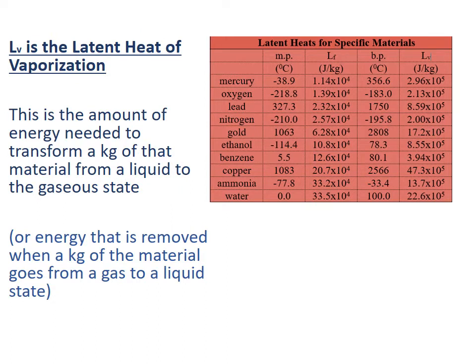LV is the latent heat of vaporization. This is the amount of energy needed to transform a kilogram of that material from a liquid to a gaseous state, or energy that is removed when the kilogram of material goes from the gas to the liquid state. So over top of LV, I want you to put a two-way arrow showing that LV is used when we go from liquid to gas or gas to liquid.